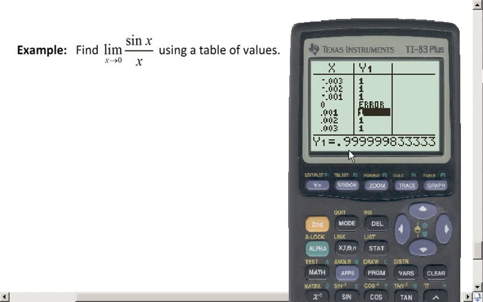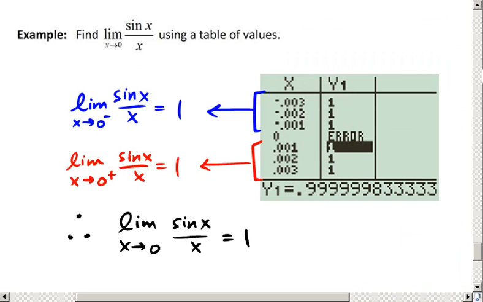So this seems to suggest the following results. As we approach from the left, the limit as x approaches 0 from the left of sine of x over x is equal to 1. It looks like the right-hand limit is the same value, and so the two-sided limit that they are asking for originally appears to be approaching 1.